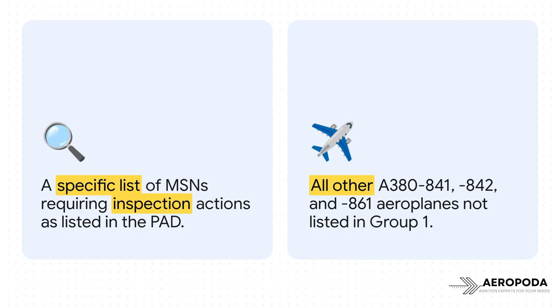Now, EASA has split the A380 fleet into 2 groups to manage this. Group 1 is a very specific list of manufacturer serial numbers, or MSNs. These aircraft require immediate inspection actions. Group 2 is simple. It's basically all the other A380s. The key difference to remember is that the initial mandatory inspection only applies to Group 1.